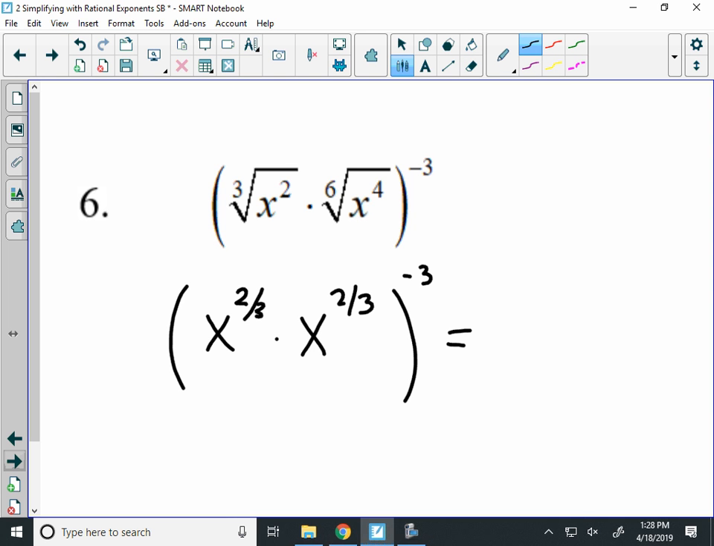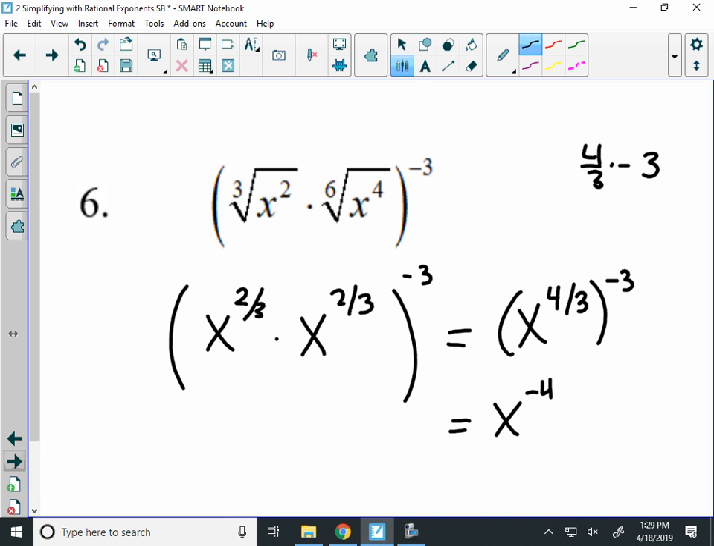All right, what do you get when you add them up? X to the 4/3, to the negative 3. What am I going to do with these powers to a power? Multiply. So you have to know what is 4/3 times negative 3. Negative 12/3, which is negative 4. And I have a negative exponent, so that's now 1 over x to the 4.